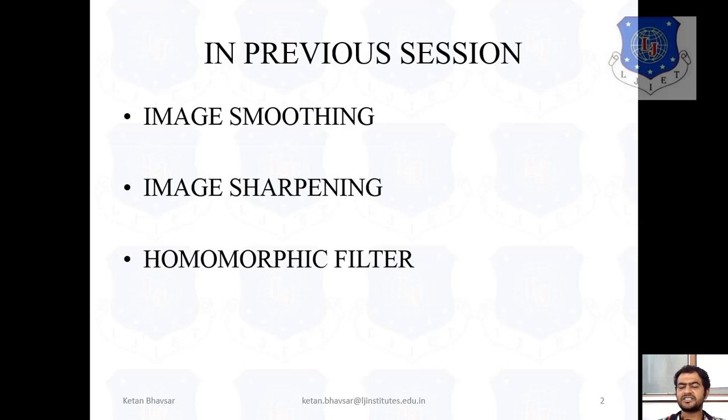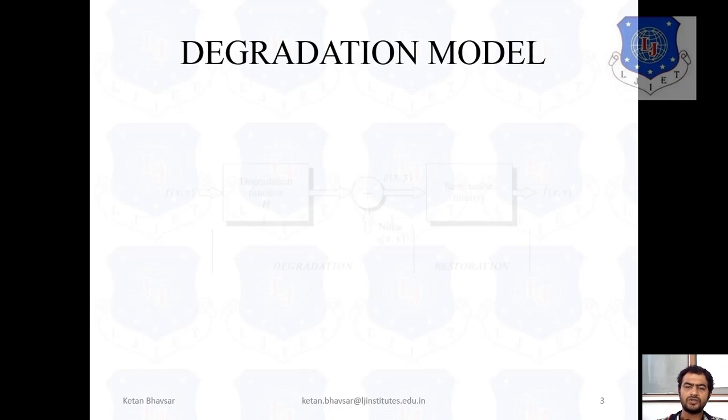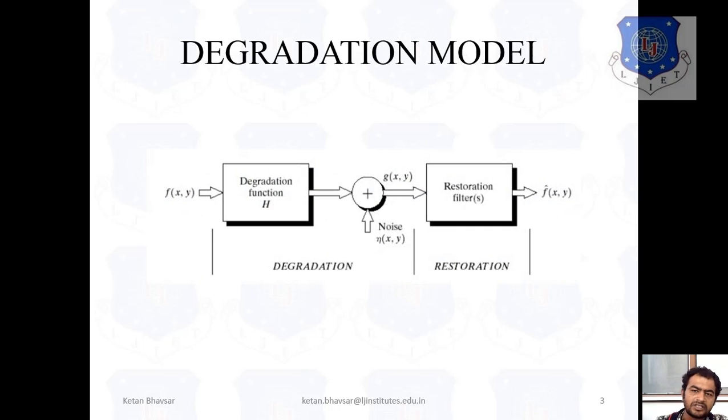So in the previous session we discussed the filters and different types of noises with respect to the filters, and we discussed image smoothing, sharpening and the homomorphic filter. So today we discuss noise. The first question that arises in our mind is: what is noise and how does it enter our images?